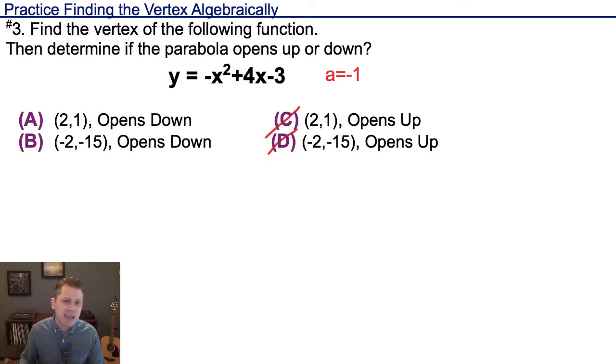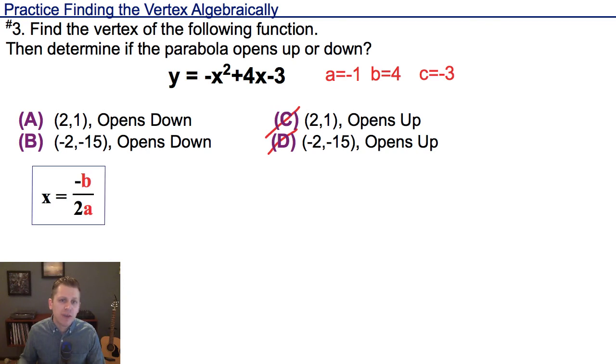Let's find out the b and the c value. The b value here is the coefficient of x, which is 4, and the c value is the constant, -3. To find the vertex, we first have to find the axis of symmetry, which uses the formula x equals -b over 2a. We simply need to plug in b and a and simplify. Well, the b value here is 4, and the a value is -1.